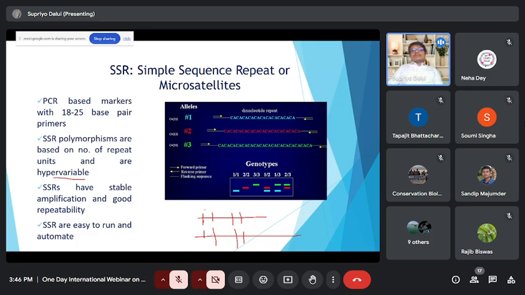So when microsatellite markers are used, microsatellite markers are hyper variable. Hyper variable means that they can capture different kinds of variability in the genes of different individuals.